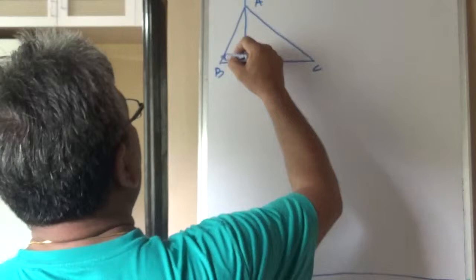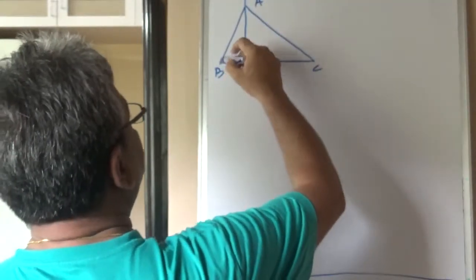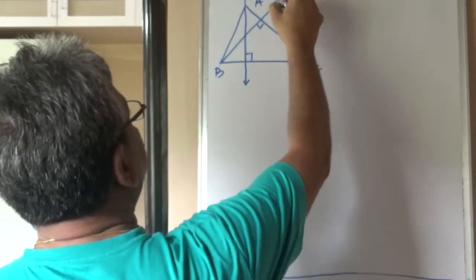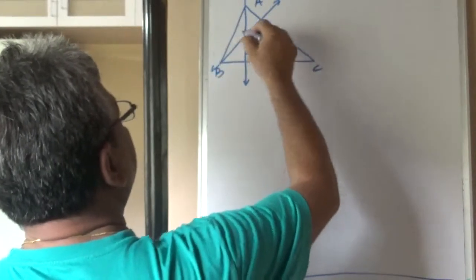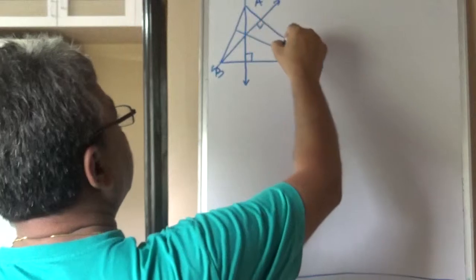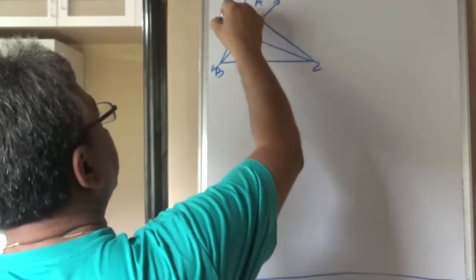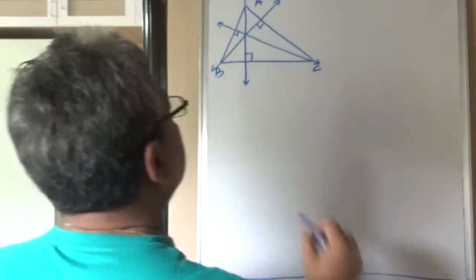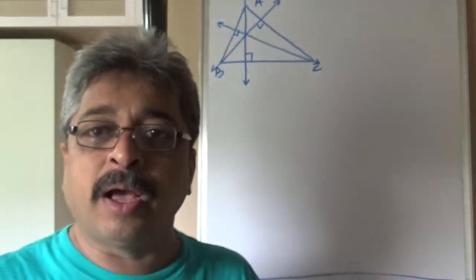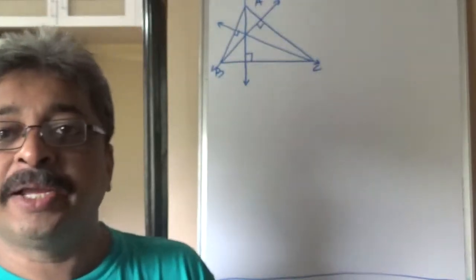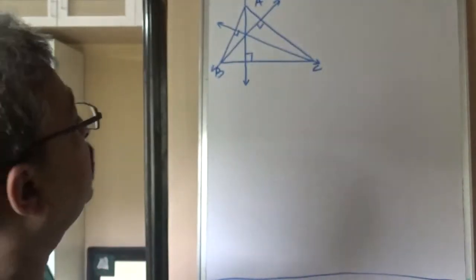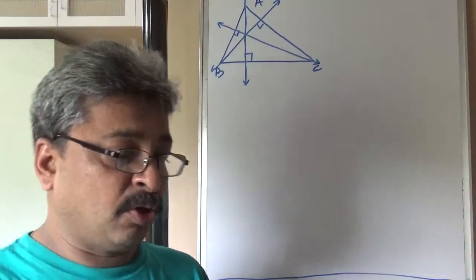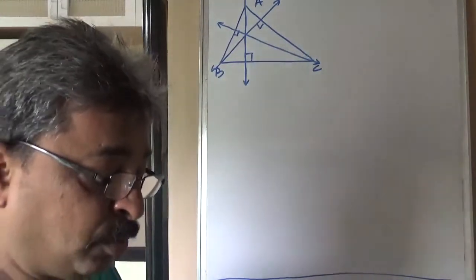Similarly, I can do it for segment AC and vertex B. This line will be the altitude passing through B, and the third I can draw perpendicular to AB, passing through C. And an amazing thing happens in a triangle: these three altitudes, if we draw them in any given triangle, pass through a common point. This is the theorem that we will prove.